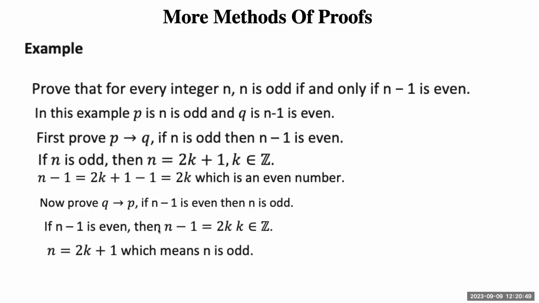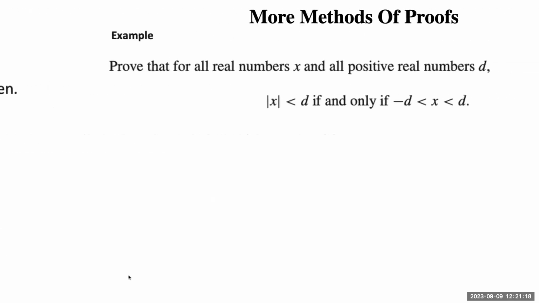So if n minus 1 is even, then n is supposed to be even, not n minus 1. That's an error there. I'm sorry, if n minus 1 is even, then we're saying n minus 1 is 2k. That's correct. Then I add 1 to both sides. So now n is odd. So we proved if n minus 1 is even, then n is odd. Okay.